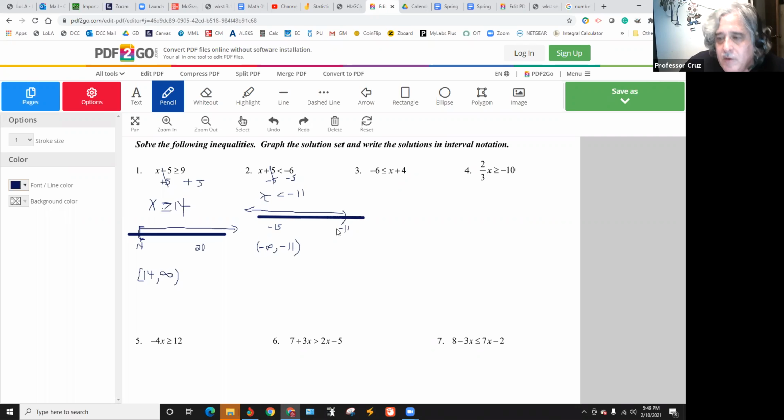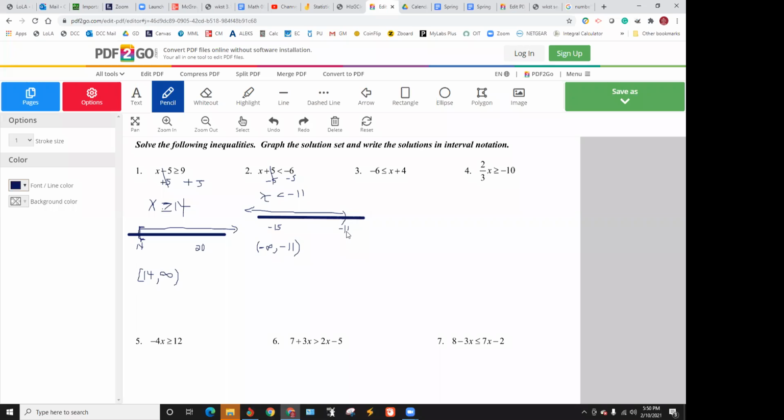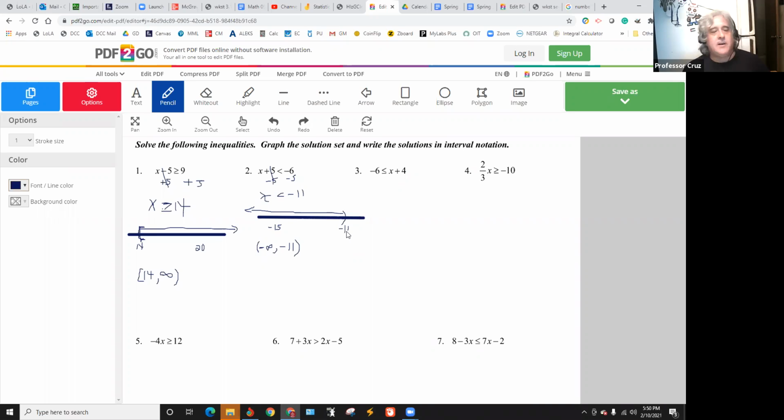And notice on this side, it never gets to negative 11. That's why it's got a parenthesis. Mr. Cruz, so we use the bracket when there's the equal sign and the parentheses when there's no equal sign, right? Exactly. The equal sign and the bracket means that it also includes that number. But if it's a parentheses, it means that it goes right up to it. It never gets there. It does not include the number itself.